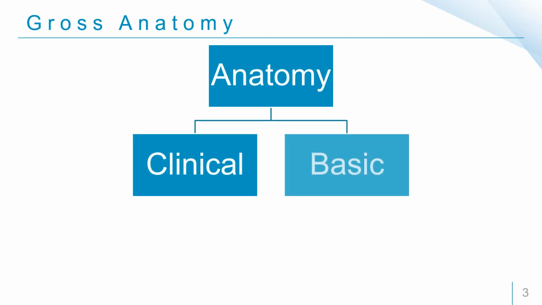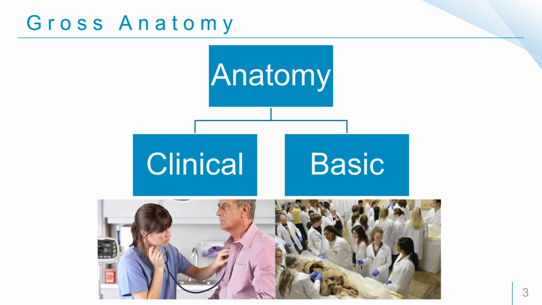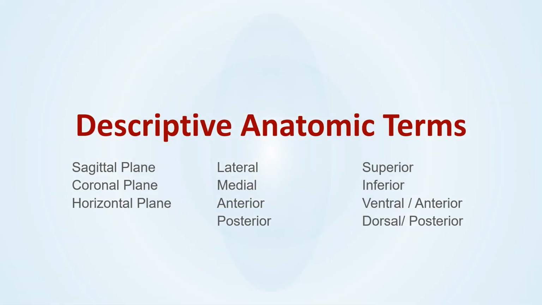Gross anatomy comes in two portions, clinical anatomy and basic anatomy. Clinical anatomy is the study of the macroscopic structures and functions of the body as it relates to the practice of medicine and other health sciences. And basic anatomy is a study of the minimal amount of anatomy consistent with the understanding of the overall structure and function of the body. There are different descriptive anatomic terms that we have to discuss, and these are the following.